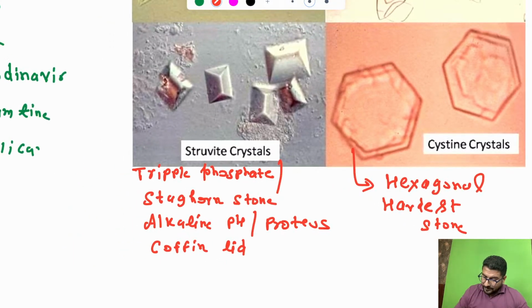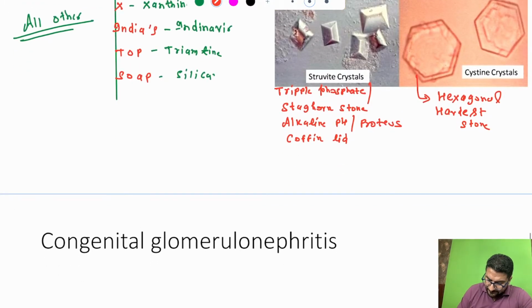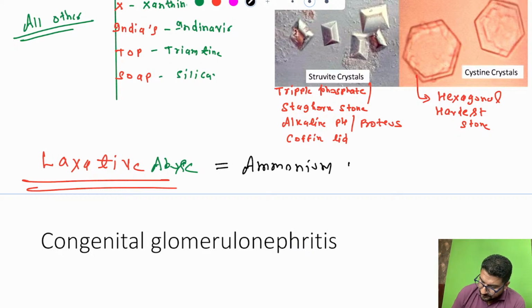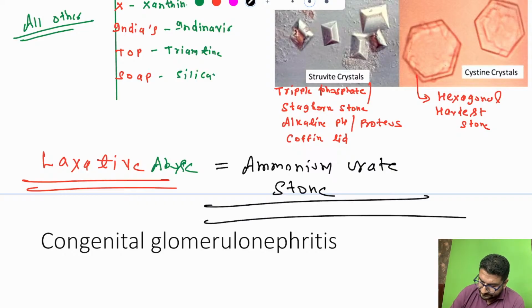So now one more MCQ which came recently is like we have a type of stone that is due to laxative. कुछ लोग कायम चूरन खाते हैं या बार बार पे सिरप लूज पीते हैं. So laxative abuse can precipitate a stone. जो लोग ज़्यादा laxative, especially Ayurvedic laxative or like loose जो आता है lactulose syrup, this can cause stone. So this stone is called ammonium urate stone. Ammonium urate stone, and this can occur because of laxative abuse.